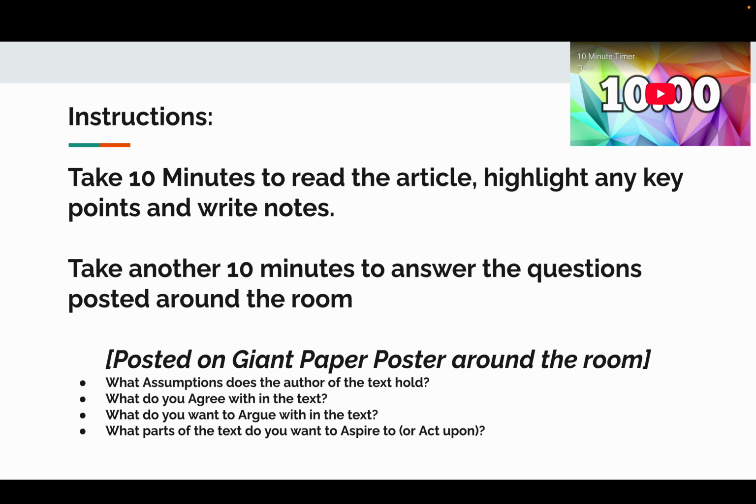So, you're going to take 10 minutes to read the article individually and highlight any key points. Write notes and/or identify moves you could do in your classroom. After the 10 minutes, we're going to give you a chance to get up and stretch your legs, walk around, and answer the questions on the large poster boards you see posted around the room. You're going to write your answer below each question posed. The questions are: What assumptions does the author of the text hold? What do you agree with in the text? What do you want to argue with in the text? Or what parts of the text do you want to aspire to or act upon?